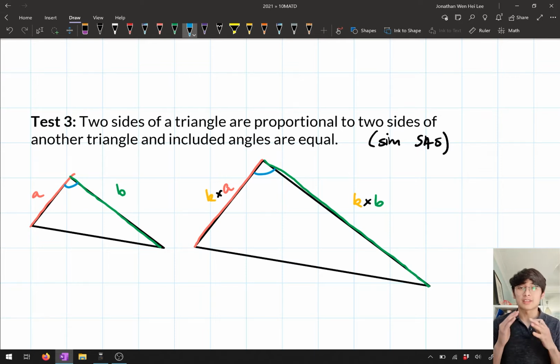So this is similar to that side angle side test. Notice we've got 2 sides. The pink sides are in the same proportion, the green sides are in the same proportion, and the angle that's between them is equal. If that criteria is fulfilled, that also means that my 2 triangles are similar.